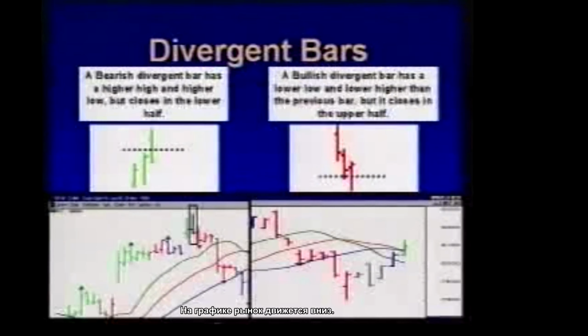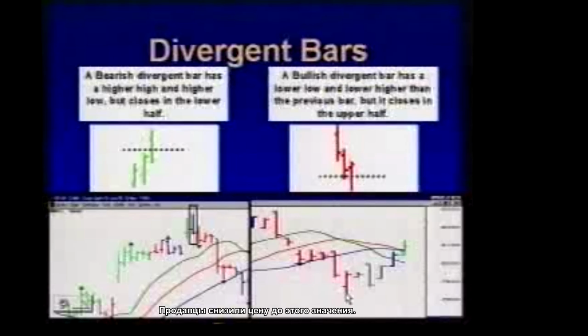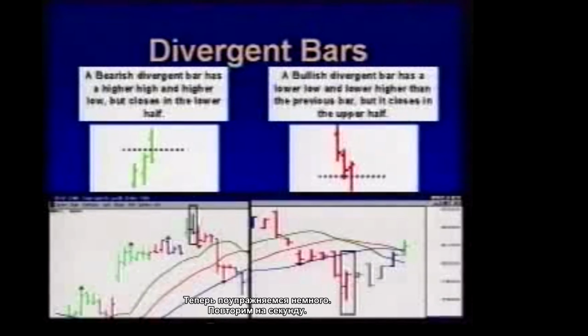And on the chart itself, we have the market coming down, and notice that this is not a bullish divergent bar. That has a lower high and a lower low, but it closes in the lower half, so that doesn't count. This one doesn't count because it doesn't close in the upper half. But look at this one. It started here. The sellers brought the price down to here. The buyers brought it back up to here. It has a lower high. It also has a lower low. So therefore, it is a bullish divergent bar.